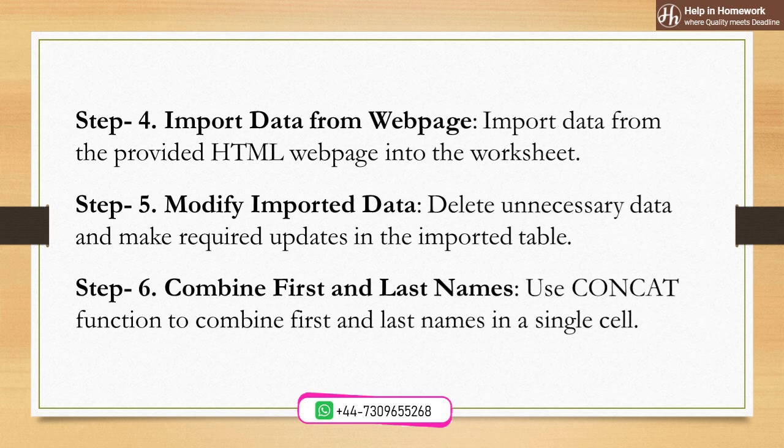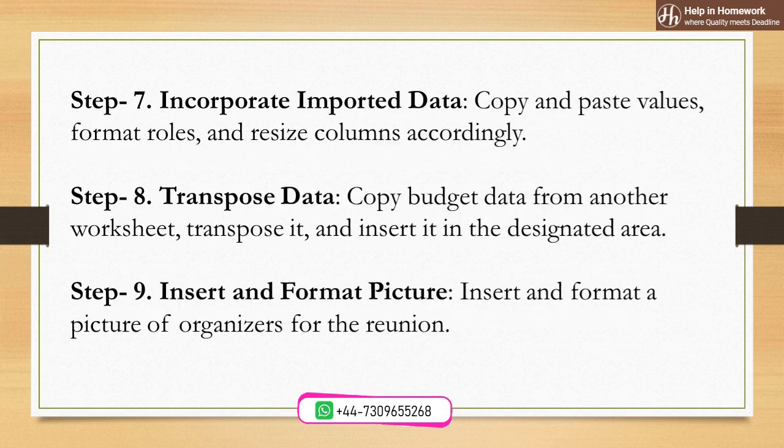Step 6. Combine first and last names. Use the CONCAT function to combine first and last names in a single cell. Step 7. Incorporate imported data. Copy and paste values, format roles, and resize columns accordingly. Step 8. Transpose data. Copy budget data from another worksheet, transpose it and insert it in the designated area.